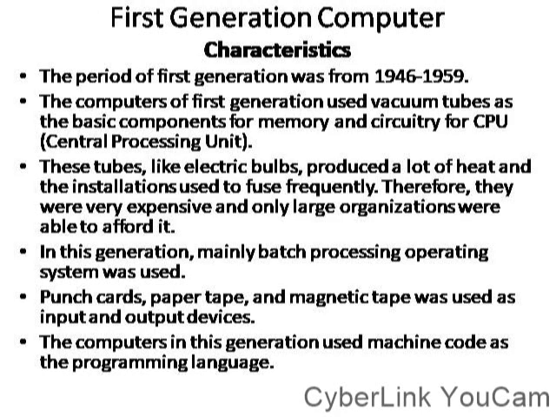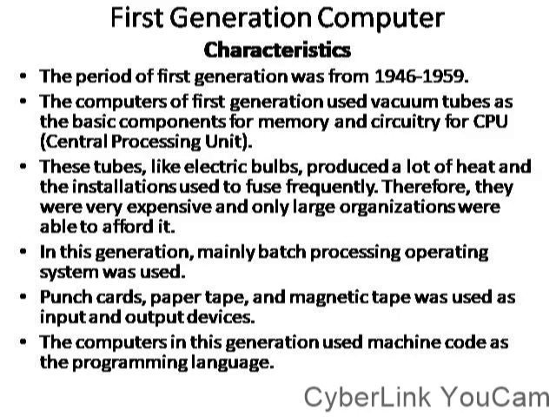So first of all, start from first generation computer. Let us see some important characteristics. The period of first generation was from 1946 to 59, as we have seen before. The computers used vacuum tubes as the basic component for memory and circuitry for CPU. These tubes are like electric bulbs and they produce a lot of heat, and the installation used to fuse frequently. Therefore, they were very expensive and only large organizations were able to afford it.